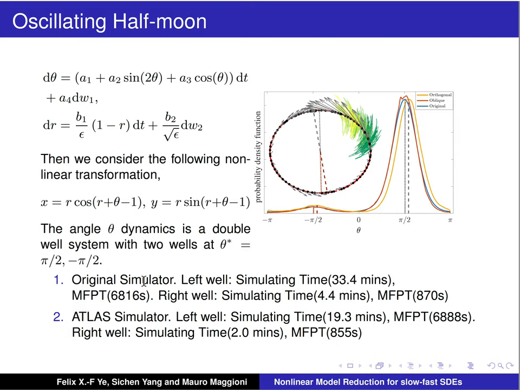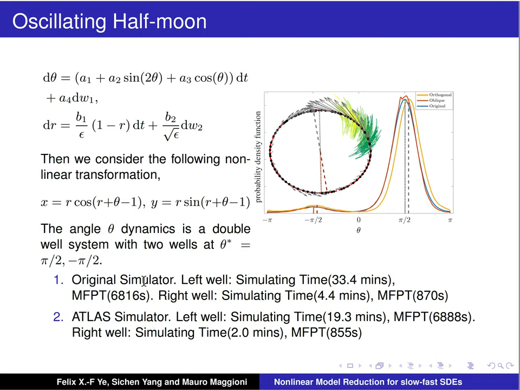So that's the second example that I want to talk about. It's the oscillating half moon. This example has been discussed many times in Yanni's papers, 2009 and 2016. So the idea is, this is a slight variation from Yanni's original idea.